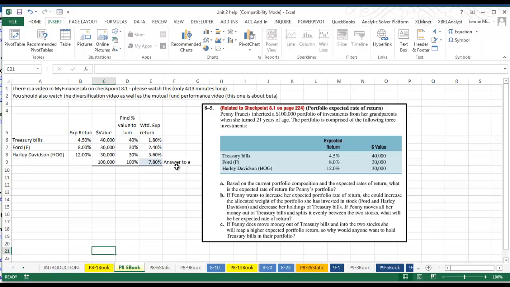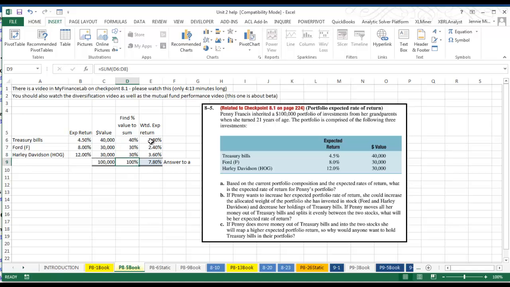Basically, what you're supposed to do is find out the expected rate of return, and essentially what you have to do, and I've already calculated it over here for you, is that you have your expected return, you're copying just the information from the problem, and then what you're doing here is you're finding out the composition of this portfolio. So for example, treasury bills make up 40% of the total portfolio. Ford makes up 30% of the total portfolio, and so on.